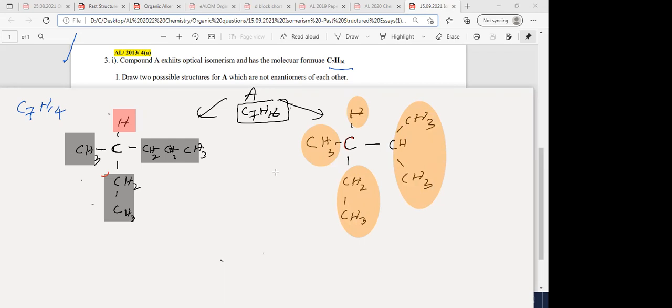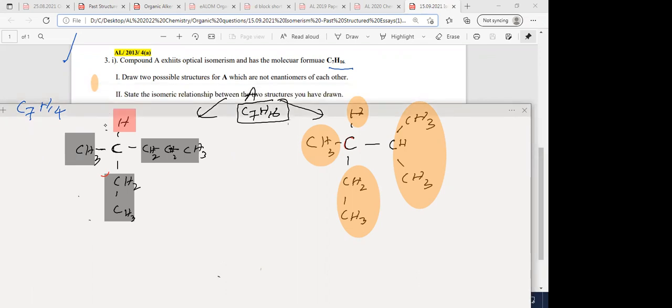Any questions? Then let's move on to the next one. State the isomeric relationship between the two structures we have drawn. What is the name given to these two isomers? They are both optical, but how do they differ based on the change of what?